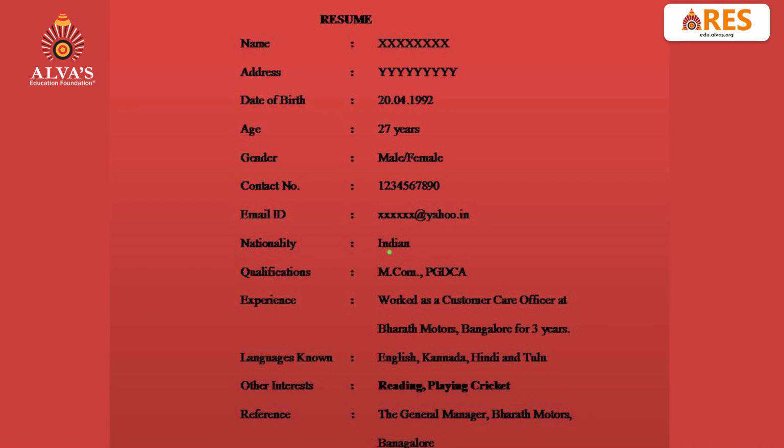Experience: worked as a customer care officer at Bharat Motors Bangalore for 3 years. Languages known: fluency in English, Kannada, Hindi were asked, that's why those languages are written here. Other interests: reading, playing cricket, blogging, or whatever you can write. A reference: here this reference is of the general manager Bharat Motors Bangalore, because the work experience certificate is from that particular company.